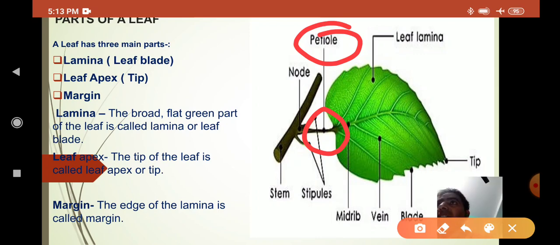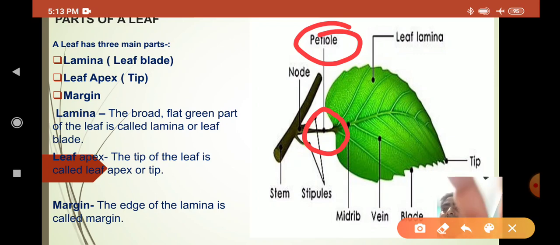In some of the leaves petioles are short, while in others they are quite long. Some leaves do not have a petiole also. The petiole continues in the leaf as a midrib.